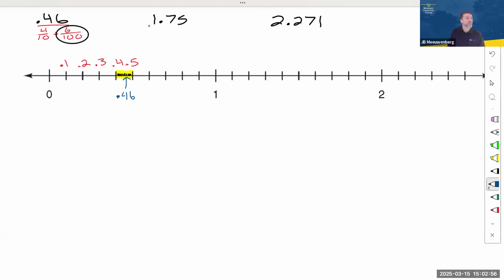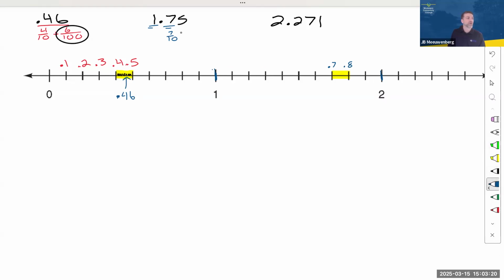1.75, we'll do the same thing. Again, we know it's going to be bigger than 1. Here's our 1. Here's our 2. So it's going to be somewhere in this zone right there. Then we go to the next one, 7. This is 7/10. These are our 10ths, 0.1, 0.2, 0.3, 0.4, 0.5, 0.6. Here's our 7/10. Here's our 8/10. So again, we're going to exist somewhere between those two.